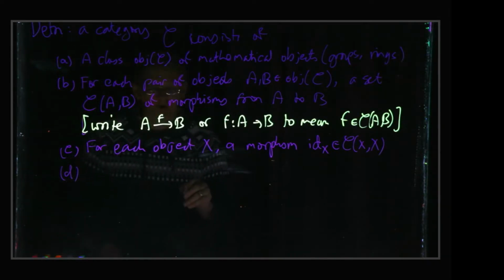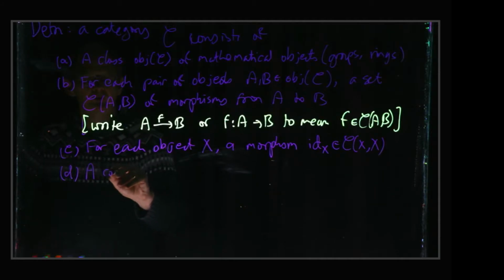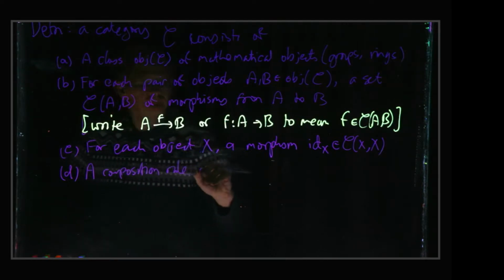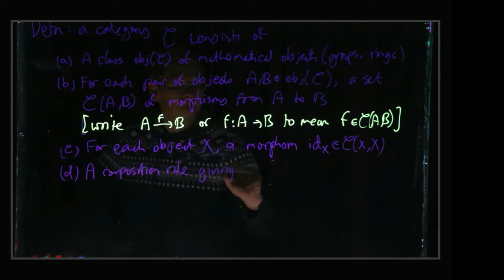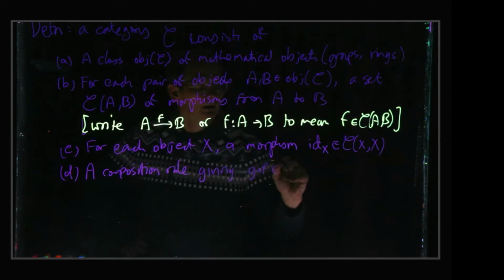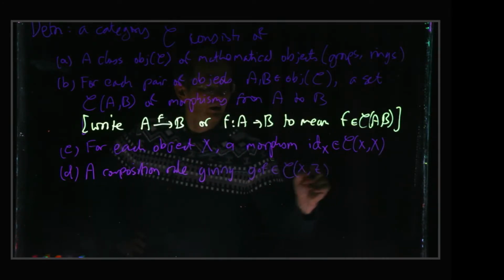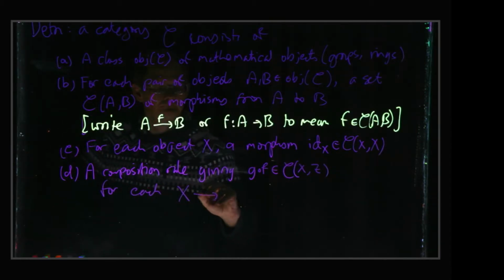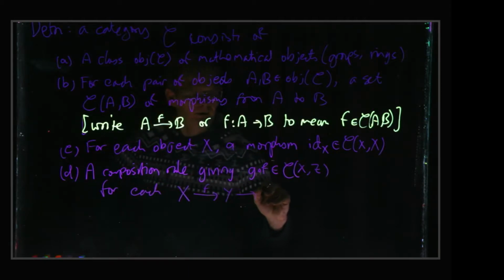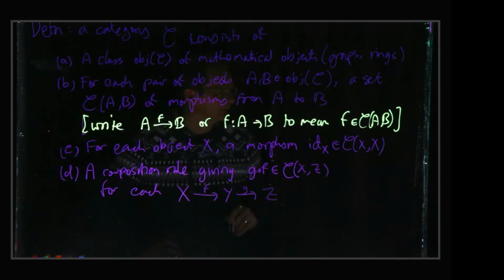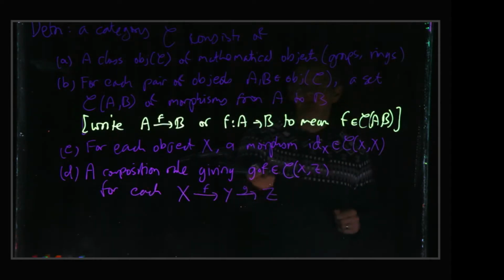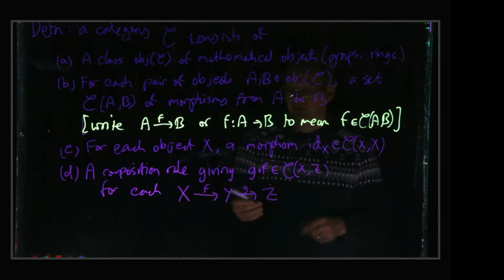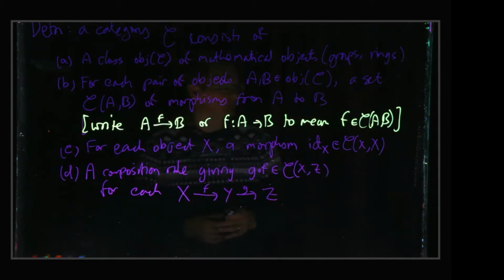And then the final kind of ingredient is that there's a composition rule. Okay, so this is a kind of product structure, a rule which defines for us an element g composed with f, g ∘ f, in C(X,Z) for each pair consisting of morphism f from X to Y and g from Y to Z.